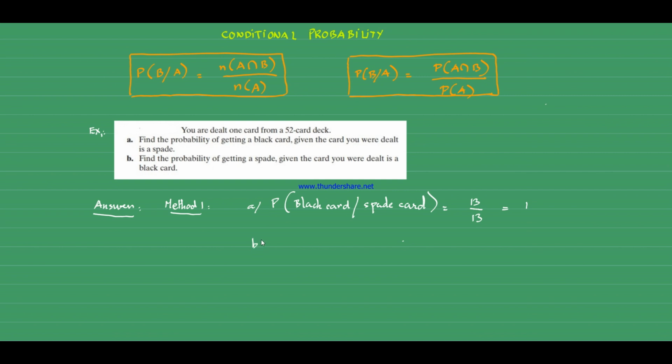Now for part B, I want to find the probability of getting a spade, but now we deal with the condition being a black card. It's a black card right here.